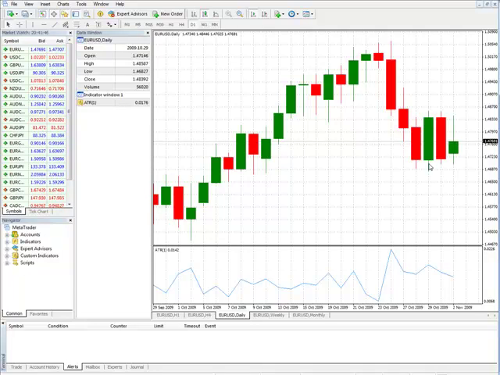You can see that our high is 1.48587, and our low is 1.46827.